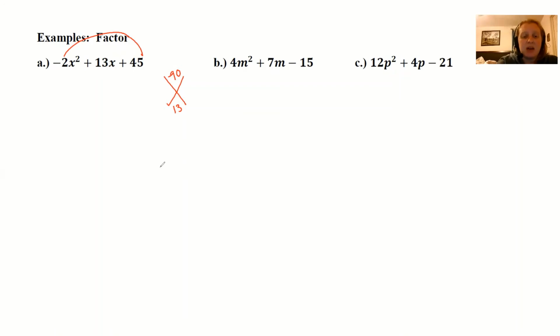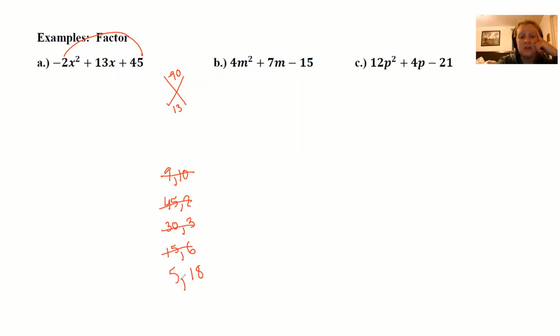Think of things that make 90. So 9 and 10, 45 and 2. We could do 30 and 3. If 30 is a factor, then 15 has to be a factor. So 15 times 6. Right, so it might take a little while to play with it. If you notice, it ends in 0, which means 5 has to go into it. So if I do 90 divided by 5, I get 18. And I'm looking, is there any way any of these pairs could make 13 in any possible scenario? So no, no, no, no.